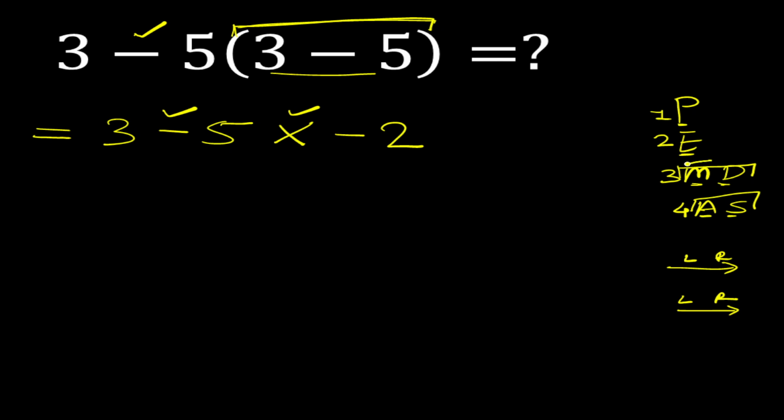So according to PEMDAS, first we have to solve multiplication. So 3, now minus 5 multiply minus 2 is equal to plus 10. So 3 plus 10 is equal to 13, right? So the correct answer is 13.